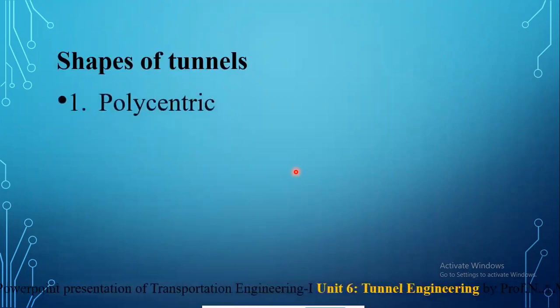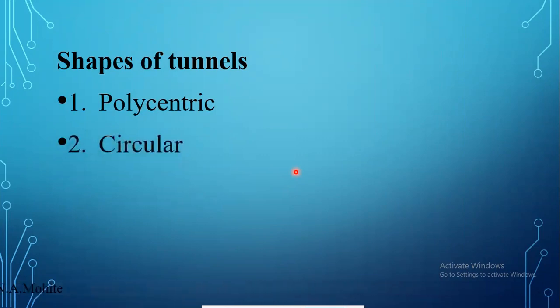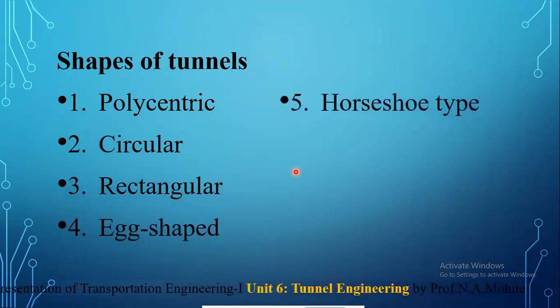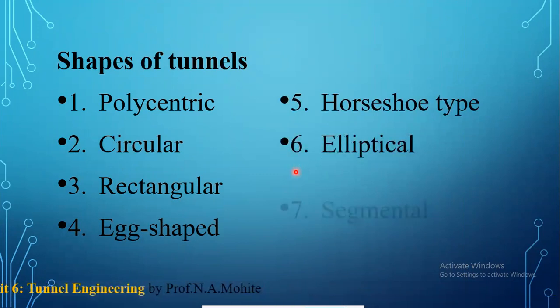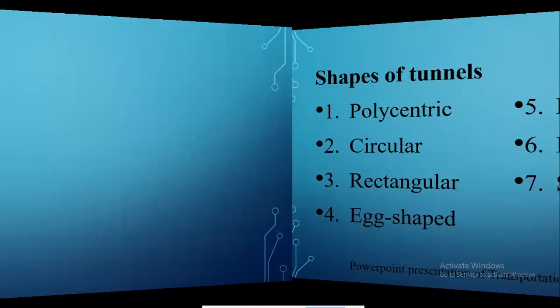So we'll see the shapes of tunnels. Basically, these are the shapes: first, polycentric; second, circular; third, rectangular; fourth, egg-shaped tunnel; fifth, horseshoe type; next, elliptical; and last, segmental type of tunnel. We'll see them one by one in detail, along with advantages and disadvantages.